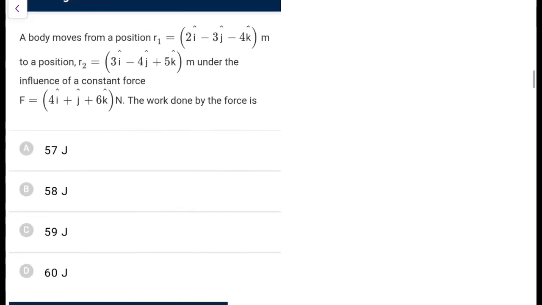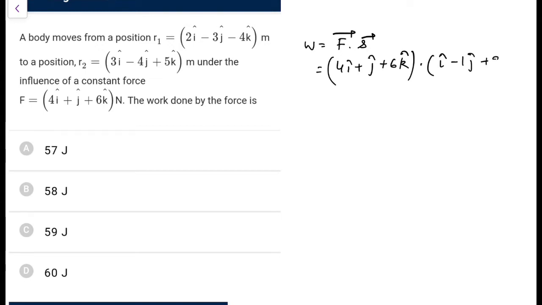Next one. A body goes from some position R1 to R2 under the influence of a constant force. So you know work done is F dot S, and S is R2 minus R1. So what we have: 4i cap plus j cap plus 6k cap, and displacement R2 minus R1. So you do 3 minus 2, that is i cap, minus, 4 minus 3 minus 3 will become minus 1 j cap, and 5 minus 4, that would be 9k cap.